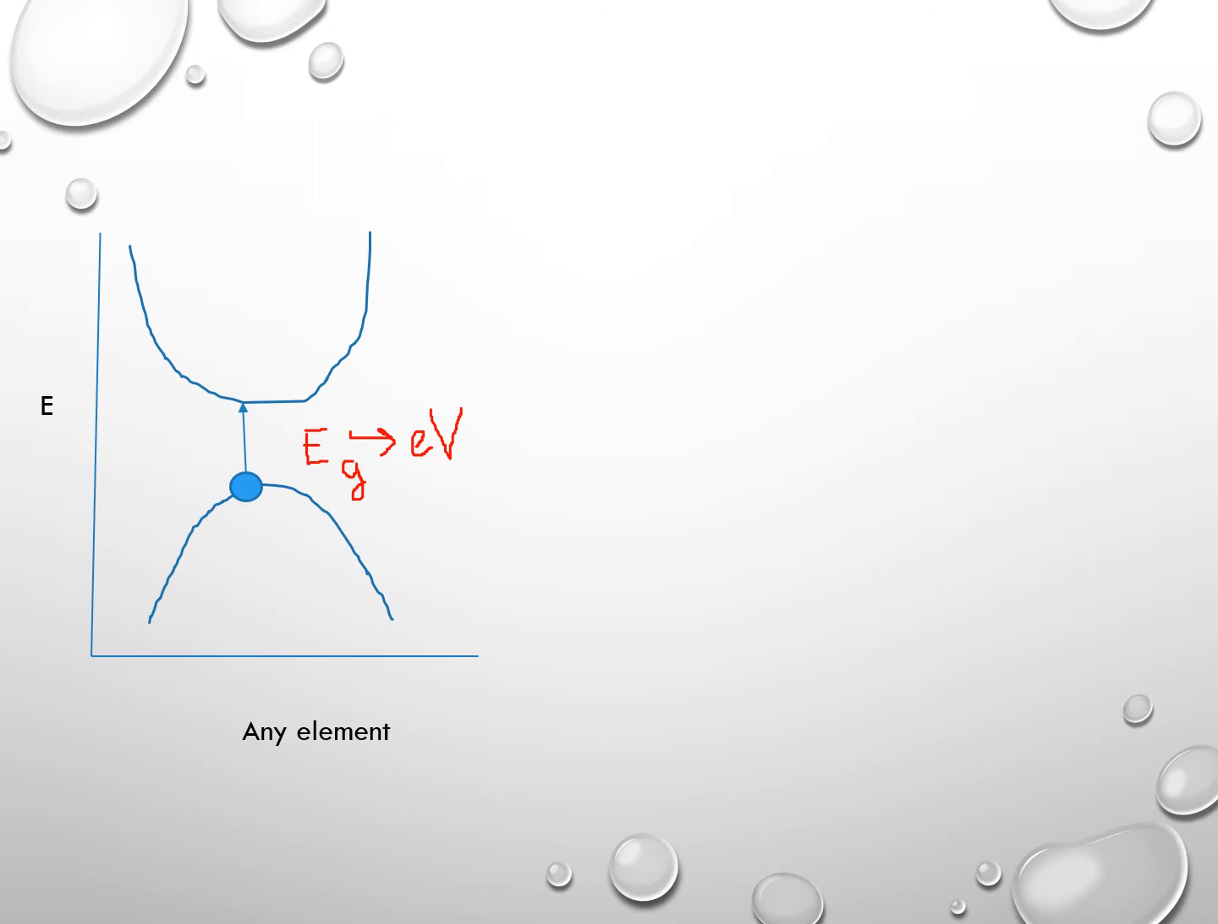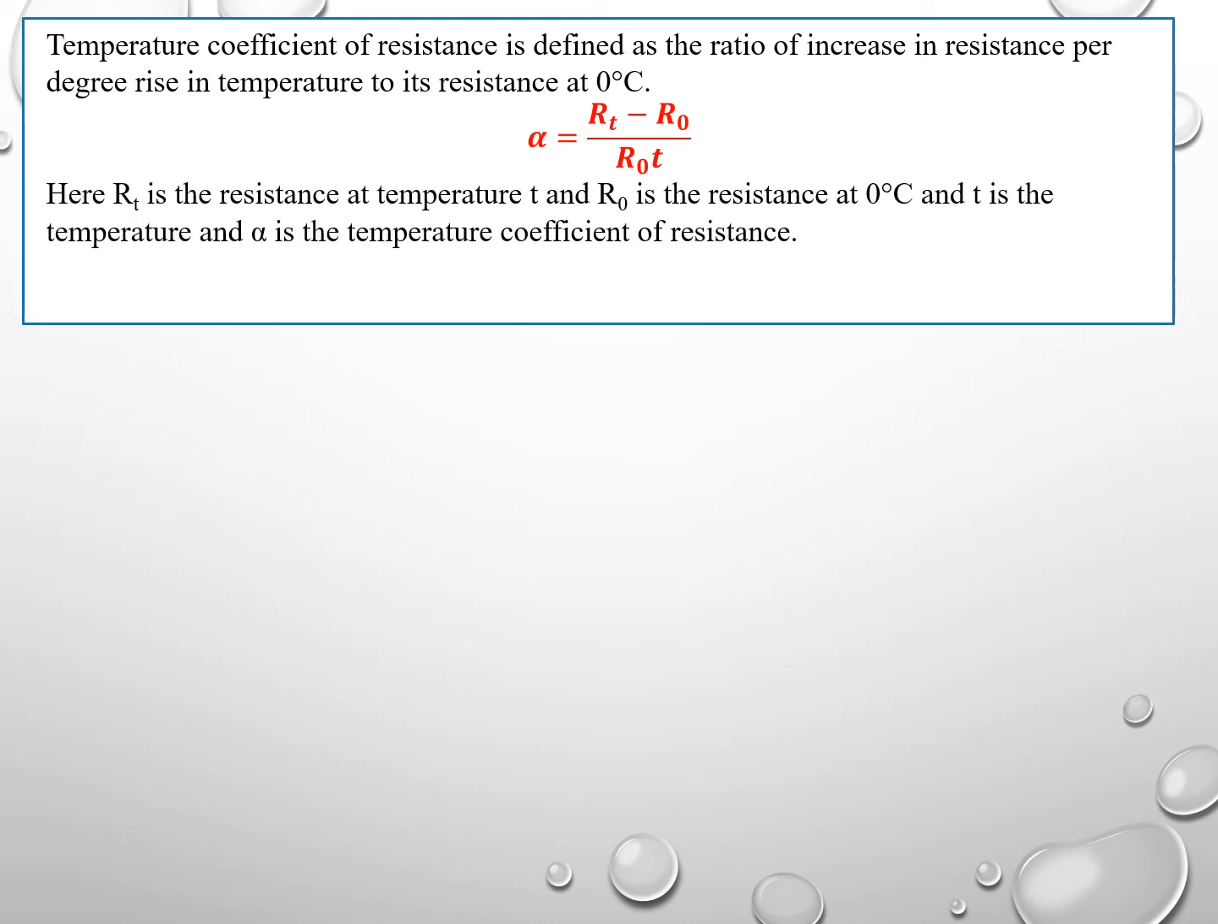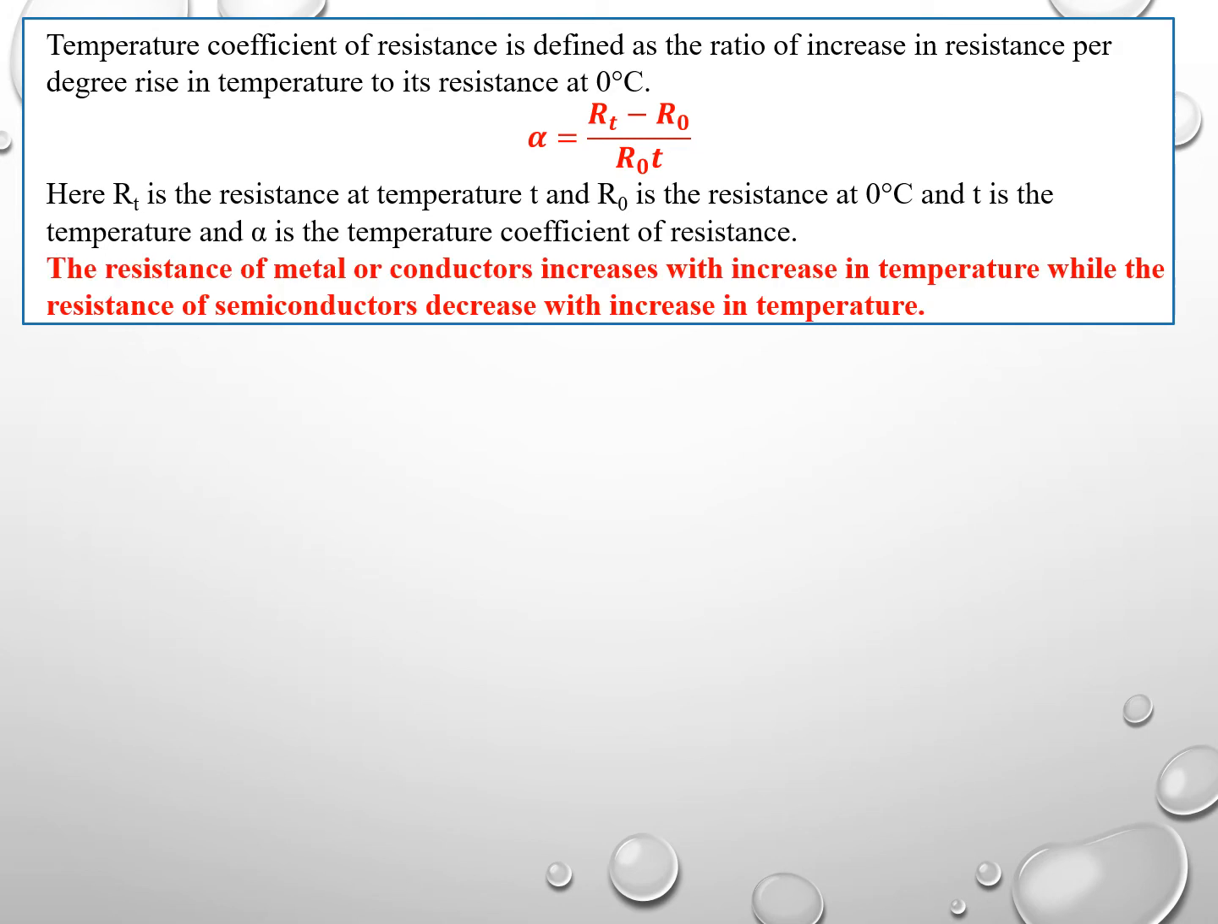So how does this depend upon temperature? It has the parameter termed as temperature coefficient of resistance, which is defined as the ratio of increase in resistance per degree rise in temperature to its resistance at 0 degrees Celsius. So this alpha value is RT minus R naught by R naught T. Here RT is the resistance at temperature T, R naught is the resistance at 0 degrees Celsius, and alpha is the temperature coefficient of resistance.